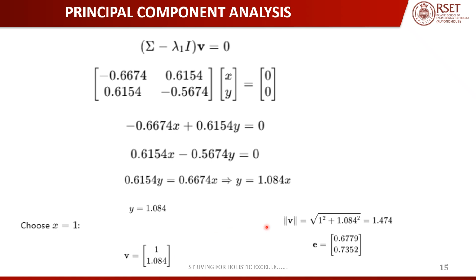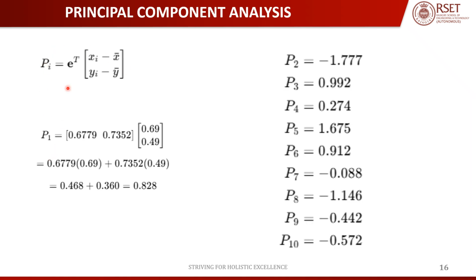Then normalize it. That will be the root of 1 squared plus 1.084 squared, and you have the value. Then you divide each entry of v by 1.474 and you have E. Then we take the transpose of this, so this column will be written row-wise, and you have E transpose. To get P1, you do E transpose times xi minus x bar and yi minus y bar.